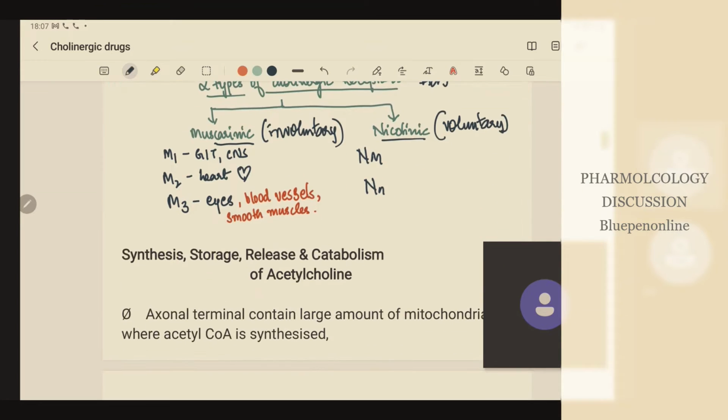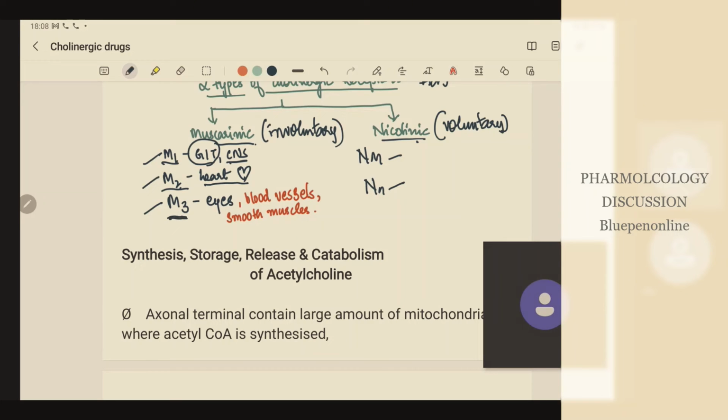In the muscarinic receptors, you have 3 subtypes: M1, M2, M3. While nicotinic has 2, NM and NN. So, muscarinic M1 is present in the GI tract and some parts of the CNS, while M2 is present in the heart.